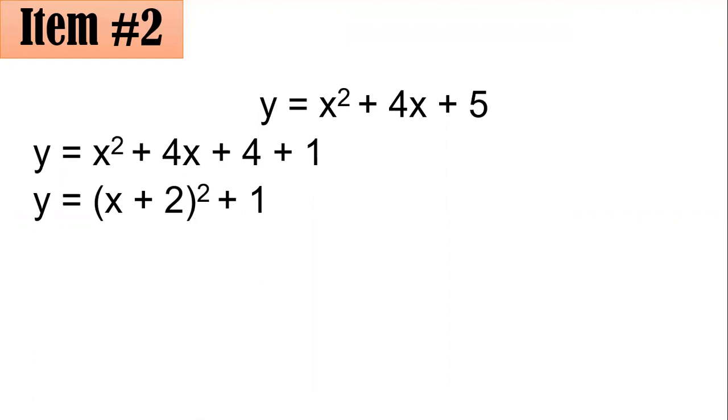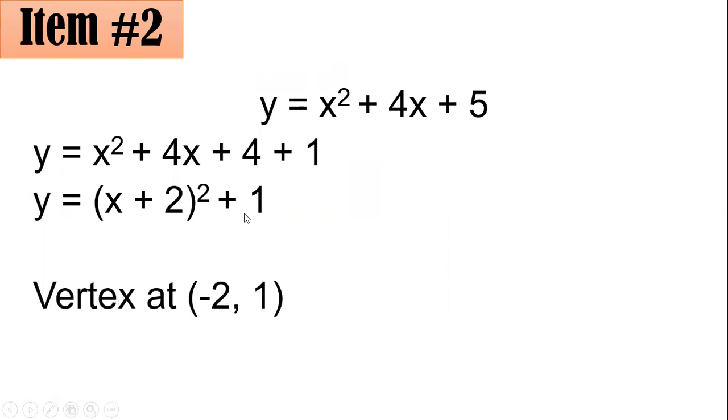Remember, that's y is equal to a times the quantity x minus h quantity squared plus k, where h and k are the coordinates of your vertex. Here, if it's plus 2, you reverse the sign, so that's negative 2. And here, just copy the outside 1, positive 1. Hence, the vertex of this is at negative 2, 1, and that is letter C.